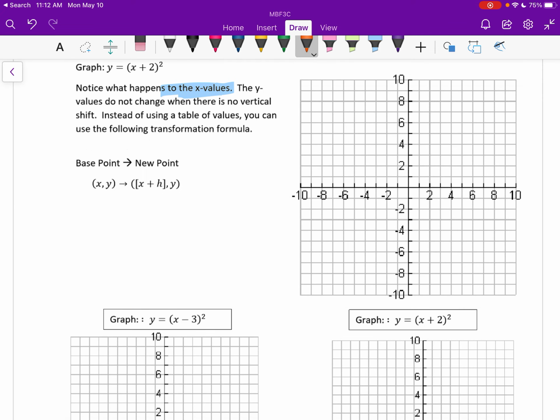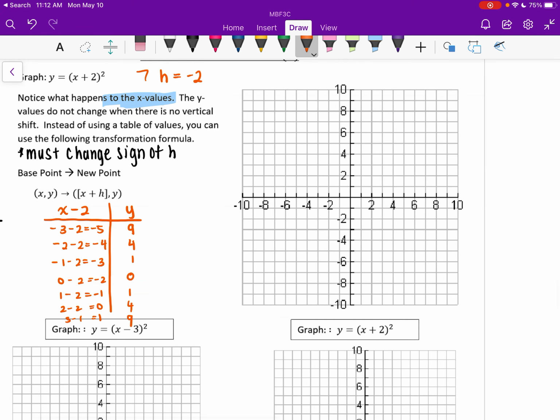Right? So I'm just going to draw in those points. So I have -5 and 9. So -5 goes up to 9. Then I have -4, and that goes to 4. Then I have -3, that goes to 1. -2, -1 goes up to... or sorry, up to 1. That should be 1 here.